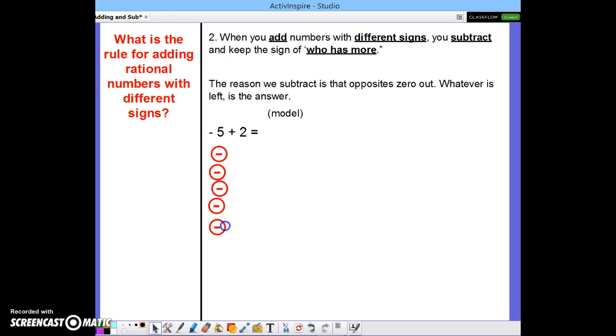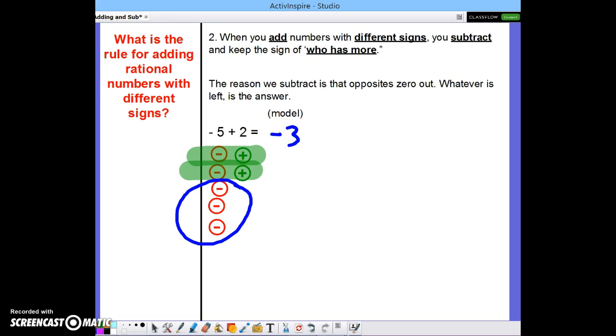So I have these 5 negatives, and then I'm going to add 2 positives. So I put everything up there that my problem is asking for, and now I'm going to have some stuff cancel out. So I can see that this positive and negative 1 cancel, this positive and negative 1 cancel. I'm left with 3 negatives. The answer to this problem is negative 3.